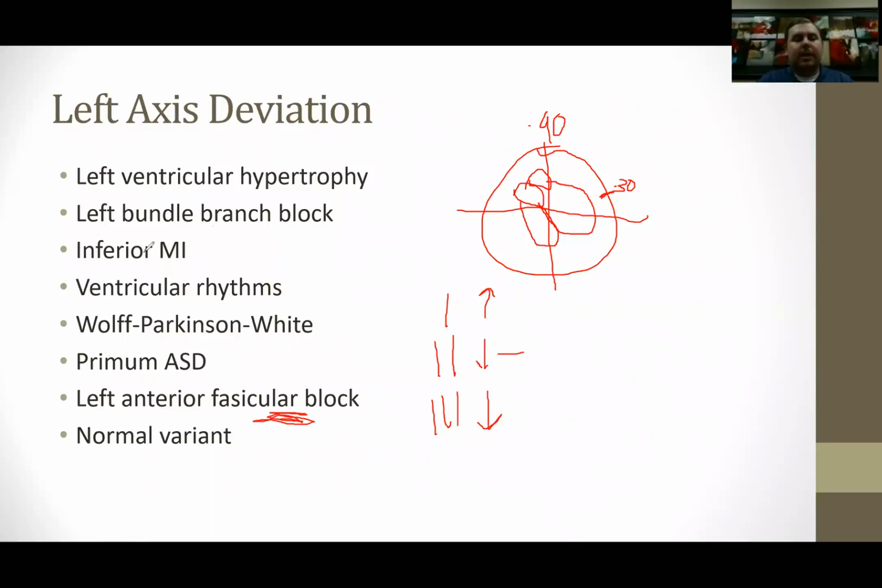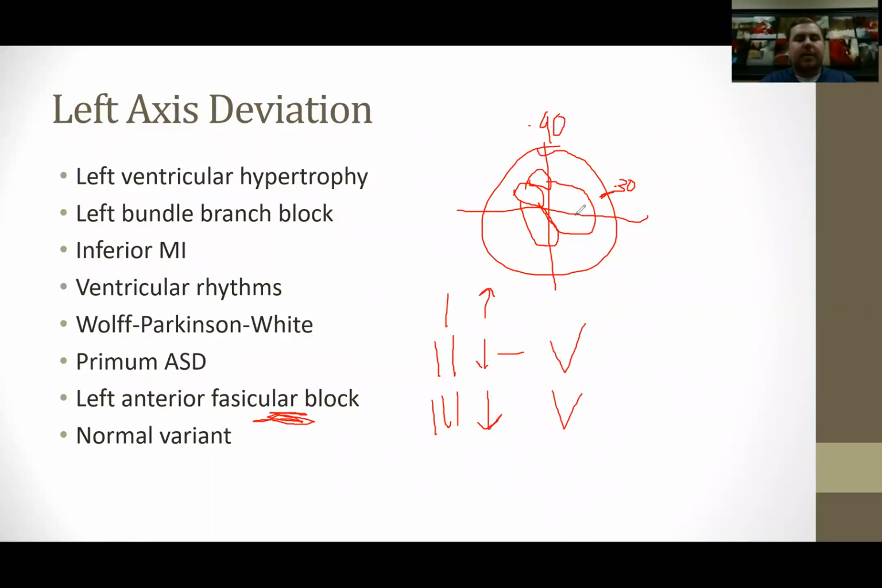So why would inferior MI, so old MI with Q waves, cause this left axis deviation? Well, because 2 and 3 are inferior leads. So if they both have QS waves in them, then that's going to look like left axis deviation to us. Again, ventricular rhythms, if they're rising over here in the left ventricle, that's going to cause left axis deviation. Wolff-Parkinson-White, same thing. If it's coming down the left side, they could cause it.